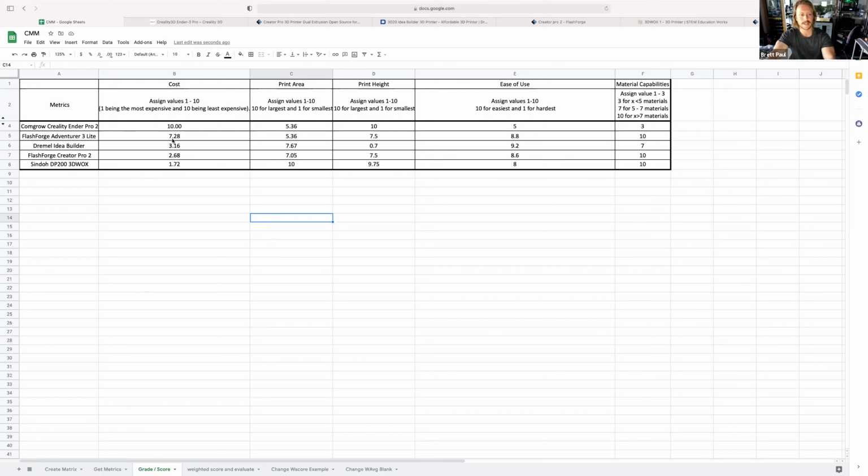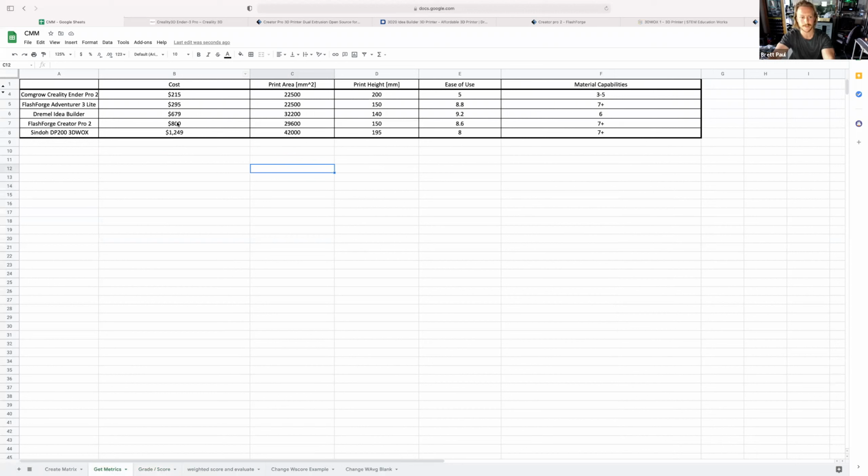So let's focus on the cost of the Dremel Idea Builder. We've already assigned a value of 10 to our Ender Pro 2, so that is the one we're going to compare it to. So over here, I'm going to take the cost of the Dremel Idea Builder and divide it by the cost of the Ender Pro 2.